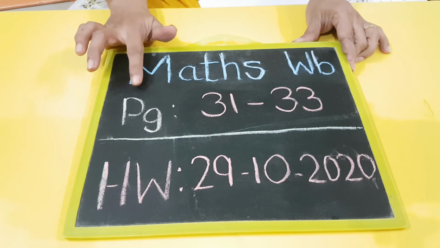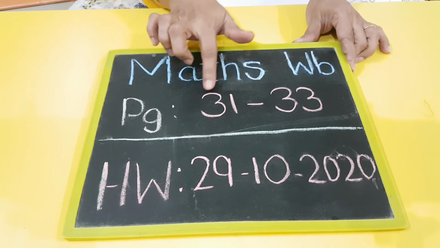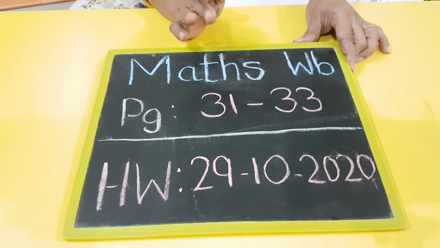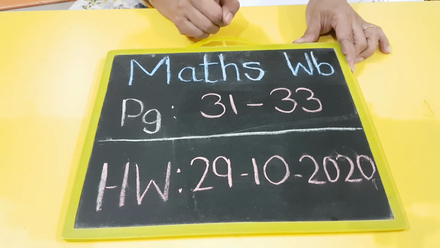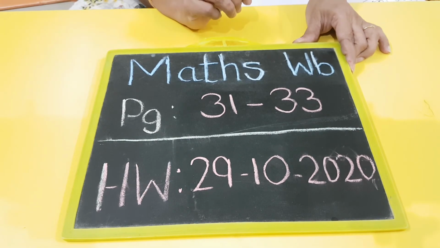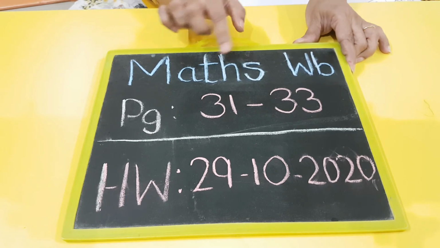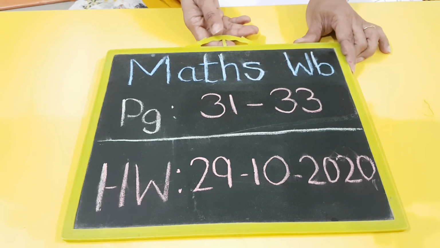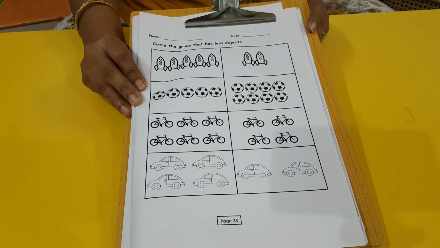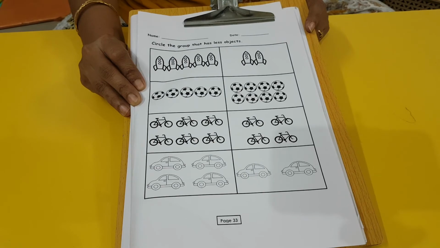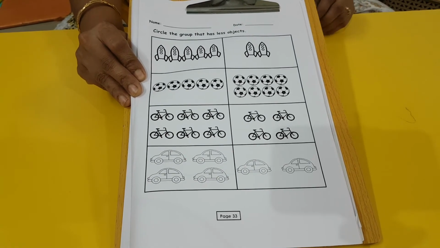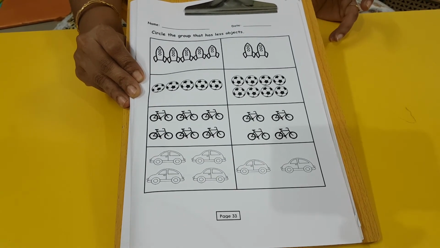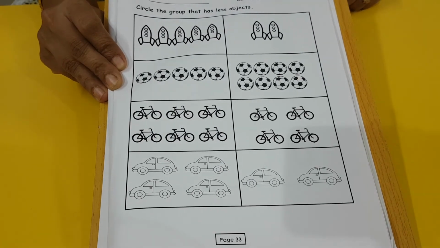Today you will be doing your workbook page number 31 to 33, and also in your homework book you will do which is less. Circle the number which is less. Okay. So let's see what is there in page number 31 to 33. In page number 33, you will have to look at these pictures and circle the one which has fewer objects.